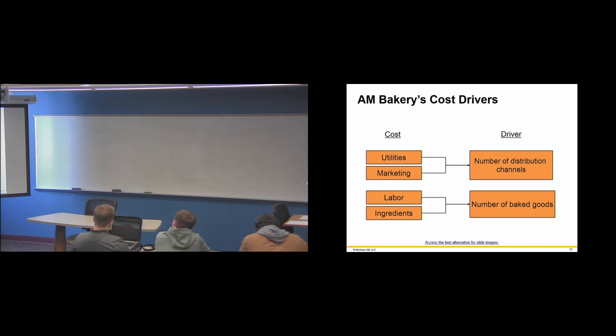And for Adam, he's decided to just jot down some information here about his bakery and the activities that drive the cost. So he has costs listed on the left-hand side, right? And his costs are utilities, which obviously is kind of a catch-all category, marketing, labor, and then ingredients, right? And on the right-hand side, he basically identifies what drives those costs.